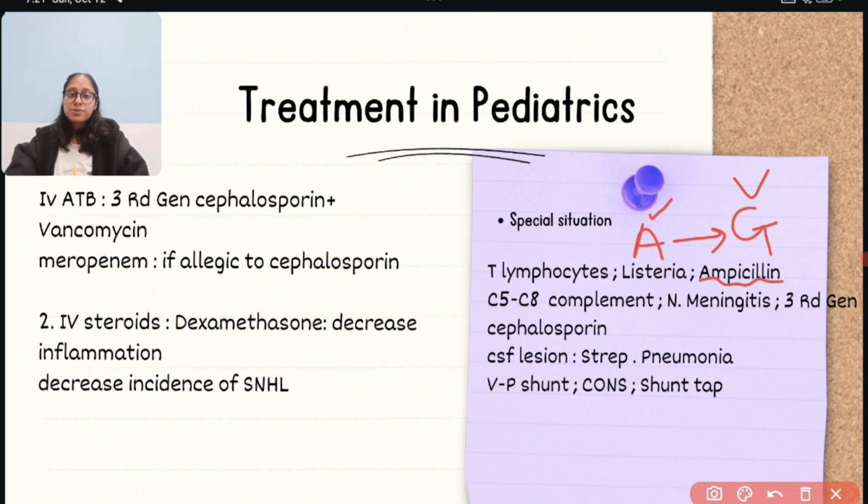Now C5 to C8 complements. If there is deficiency of C5 to C8 complement proteins, then we have Neisseria meningitidis, and third generation cephalosporin is the one which we give. This question is not asked on your clinical knowledge, it is mostly asked in immunology. In immunology, we have learned these complement proteins from C1 to C9. If there is a complement deficiency of C5 to C8, then we get Neisseria meningitidis as an infection, and the treatment for it will be third generation cephalosporin. CSF lesions will be like Streptococcus pneumoniae, and if there is a VP shunt, the organism is coagulase negative Staphylococcus, then whatever we do is shunt tapping, and we give antibiotics against it.